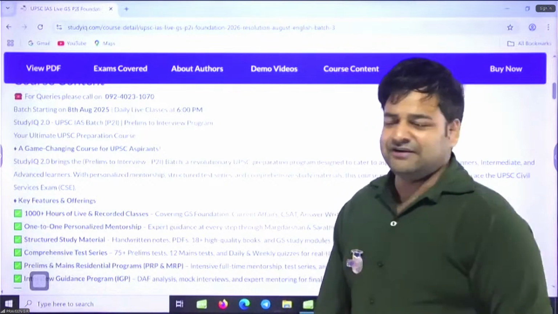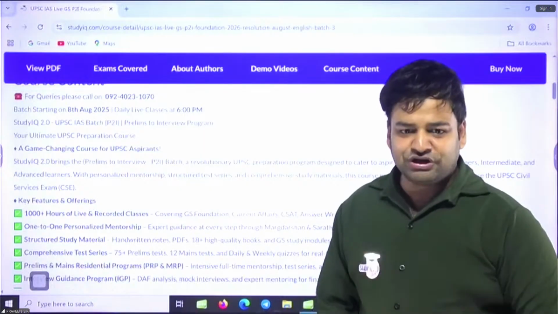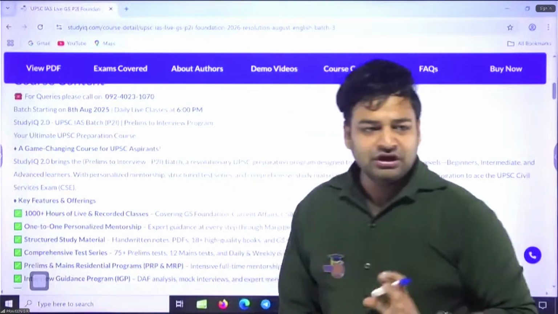As you can see, the batch is starting from today, 8th of August. This is the evening batch. The class timing will be 6 p.m. It is the P2I, that is, Prelims to Mains to Interview batch. So everything you will get here, prelims to interview.